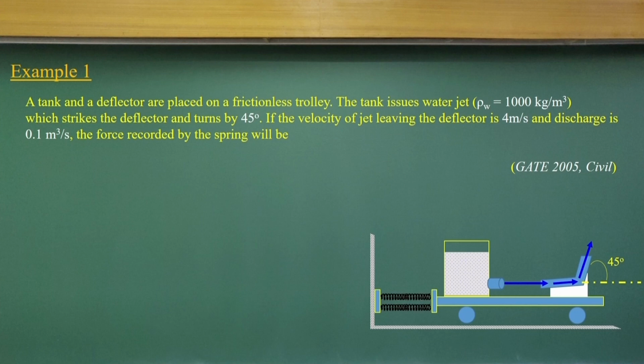The problem is that there is a tank, and a deflector is placed on a frictionless trolley. Okay, there are no friction components. The water jet has a density of water of 1000 kg per meter cube. It strikes a deflector that turns it 45 degrees. If the velocity of the jet leaving the deflector is 4 meter per second and the discharge is equal to 0.1 meter cube per second, what would be the force recorded by the spring?